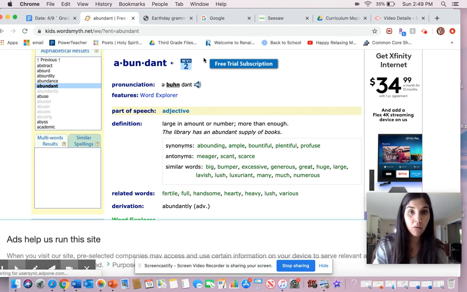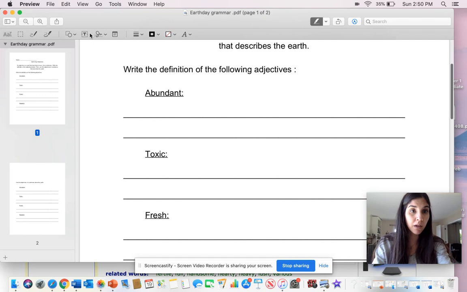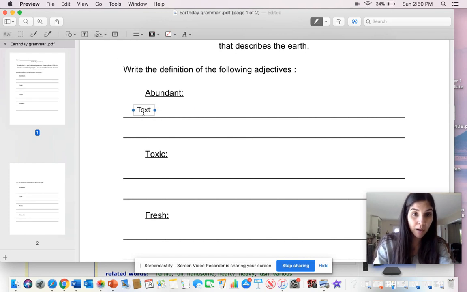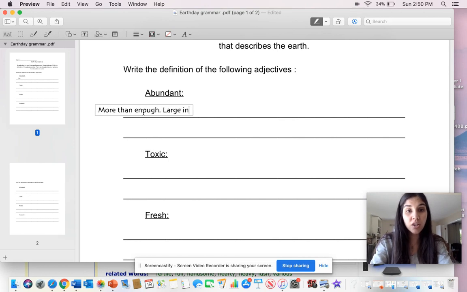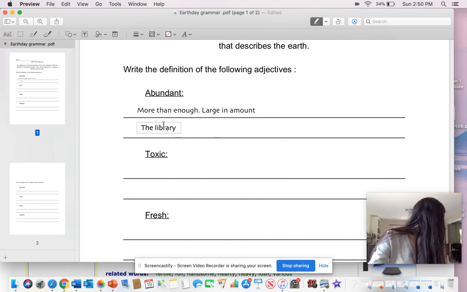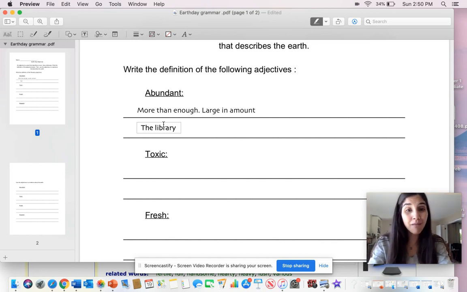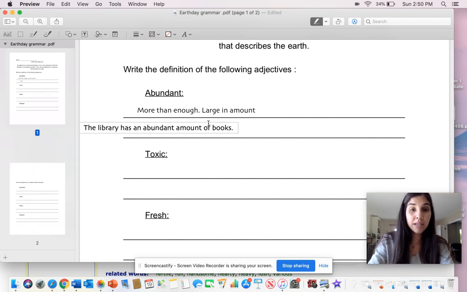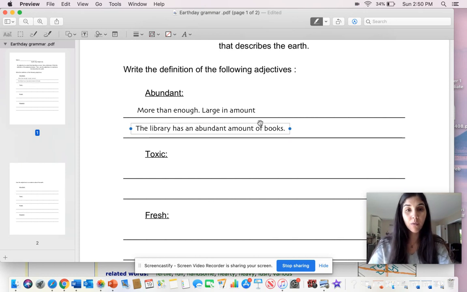So I'm going to go back to my paper here, and I'm going to grab a text box, and I'm going to say more than enough, large in amount. And I really liked that example of the library has an abundant amount of books, so I'm going to put that here too. Shh. Bye. Cookie has an abundant amount of barking. Stop, Cookie. The library has an abundant amount of books. So that's going to remind me exactly what abundant means.